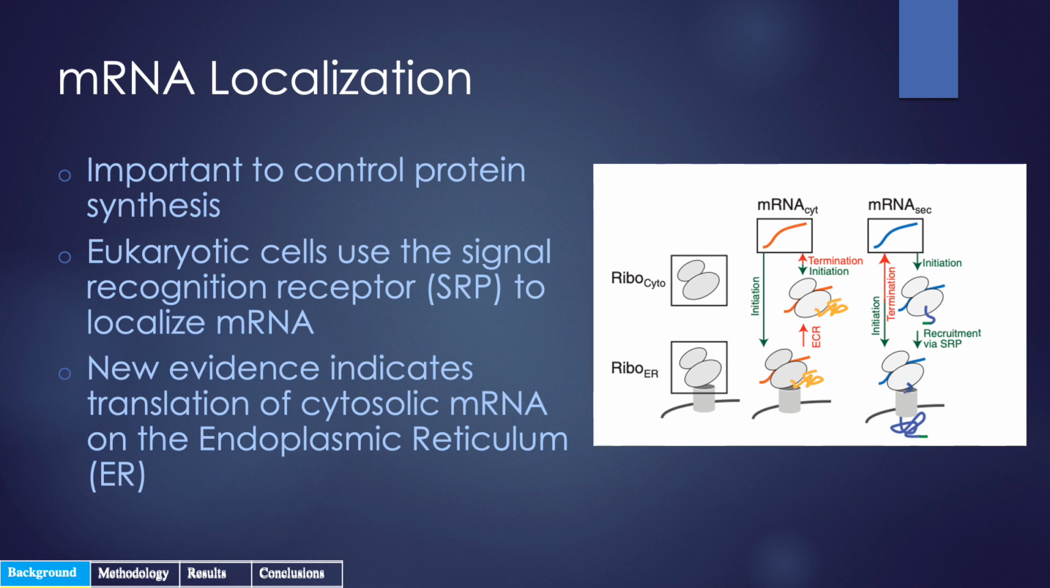So this new evidence, as stated on the PowerPoint, indicates translation of cytosolic mRNA on the endoplasmic reticulum, or the ER. So the cytosolic protein encoding mRNAs have actually been identified on the ER, but because there's no actual encoded signal sequence for the localizations of these mRNA to the ER, that makes this topic very controversial. So that is why these researchers decided to study this.